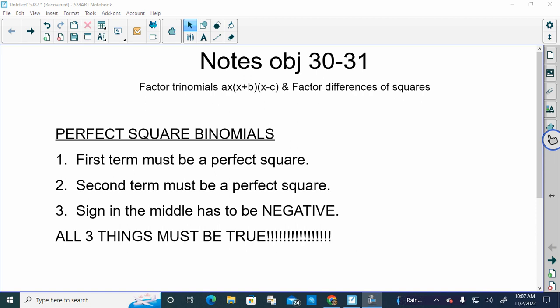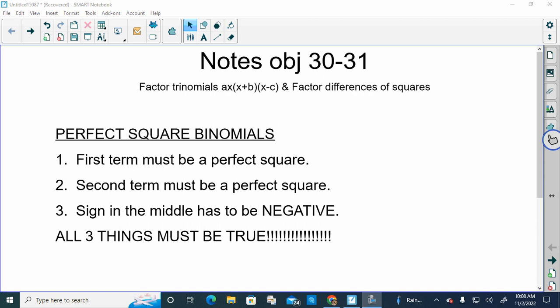Okay, so on this section, you don't have to write the name of the objective. I just put it up there. So we have factoring trinomials, which we just did, but now this one we're taking out common factors first before we factor them into the two parentheses. Okay. And then factoring difference of squares.